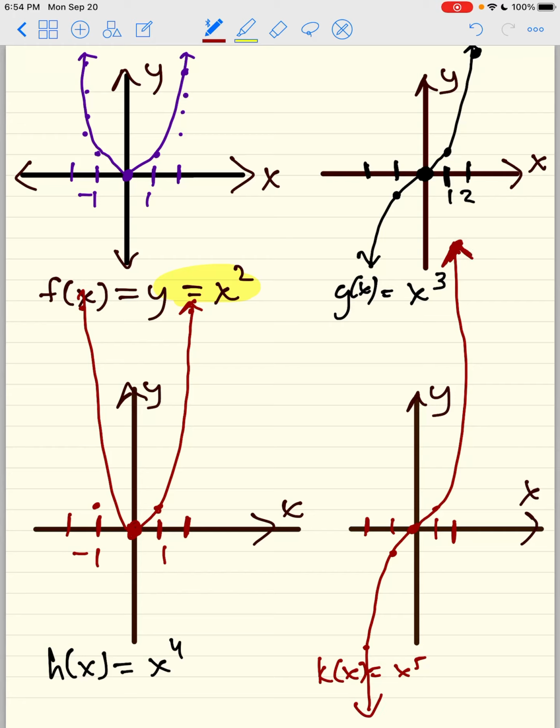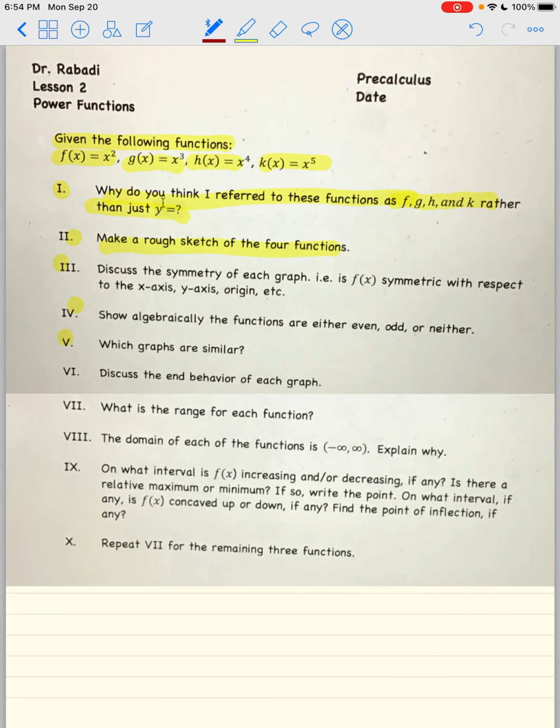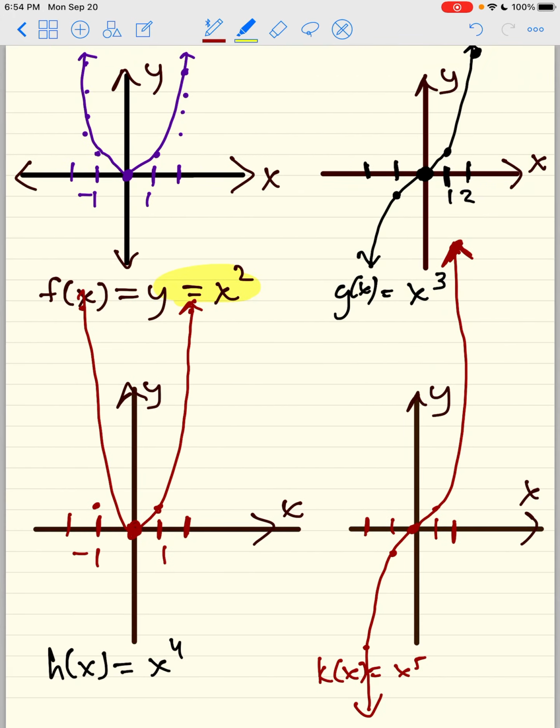Okay? So, let's discuss the symmetry of each graph. Is f of x symmetric with respect to the x-axis, y-axis, or origin? But I'm going to do it for all of them because I see number 10 says repeat for all of them. So I'm just going to talk about them right now.